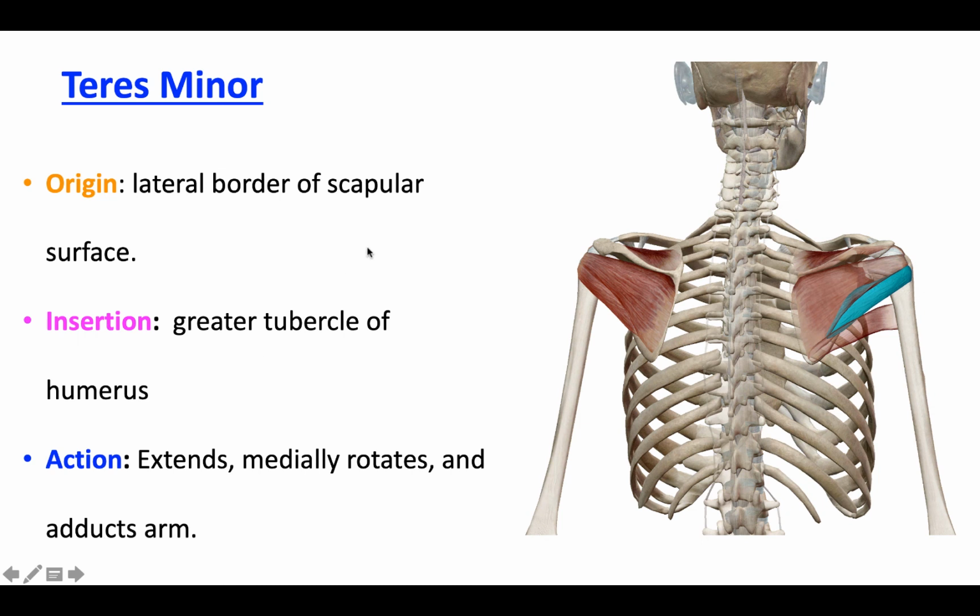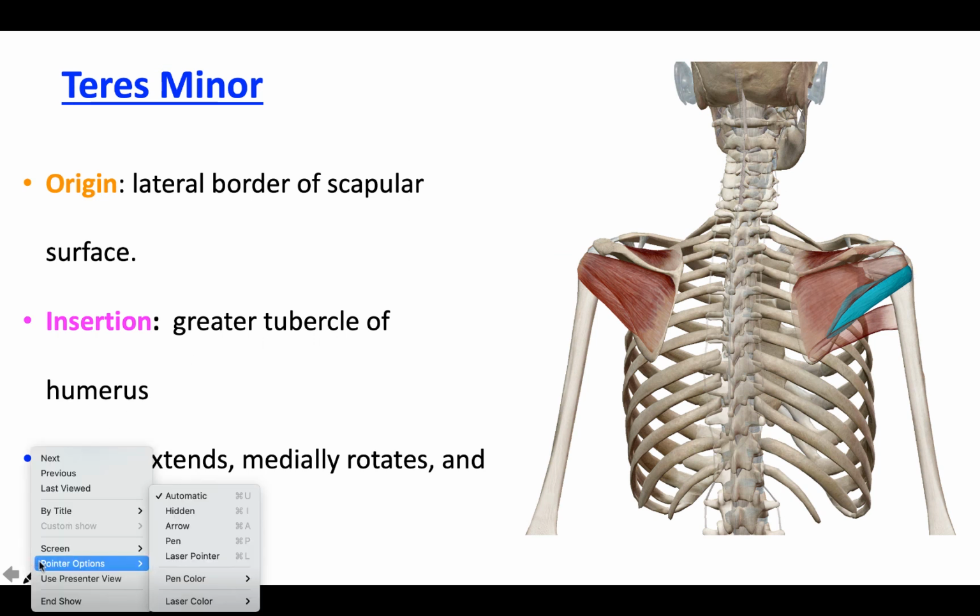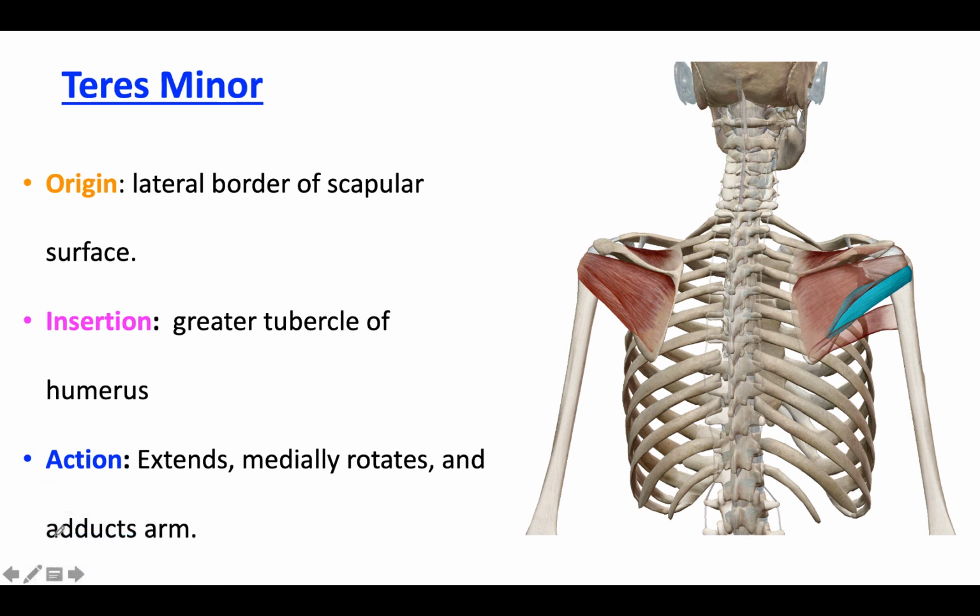Okay, so unsurprisingly, there's a Teres Minor right there. Okay, so the major's right here. The minor's above it, and it originates at the lateral border of the scapula. So the Teres Major's over here, right? Okay, and then the minor originates right there, and it inserts at the greater tubercle of the humerus, and it allows us to extend, medially rotate, and adduct the arm.